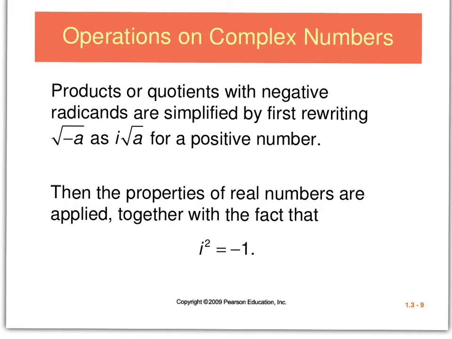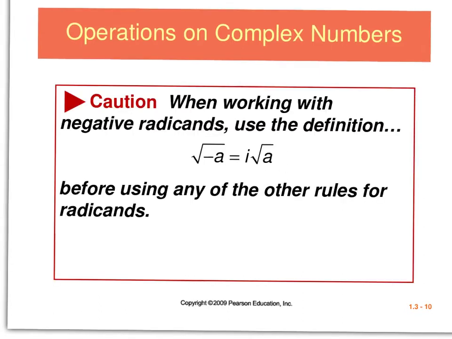Alright, so that was the basics. Now we're going to take care of some operations with complex numbers. Products and quotients with negative radicands are simplified by first rewriting the negative root of a as i root a for a positive number, and then the properties of real numbers are applied together with the fact that i squared is equal to -1. So it's very important that before we do anything else, we take any negative roots and take the i out to make them positive roots. So again, a word of caution: when working with negative radicands, take the i out first before doing anything else.